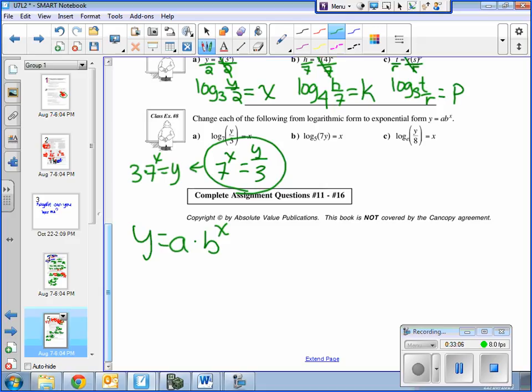Okay, 5. I was going to ask what the base is, and I said 5. So 5 is my base. What's my exponent? What is it equal to? Yep. How do I isolate y? Divide by 7. So 5 to the x over 7 equals y.